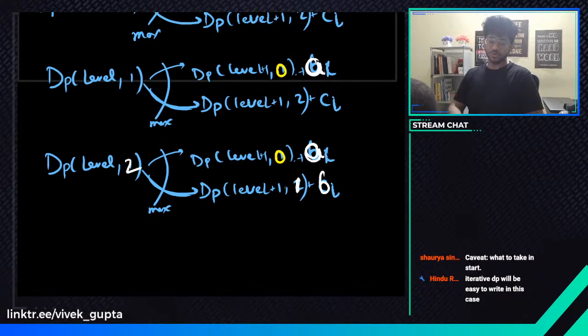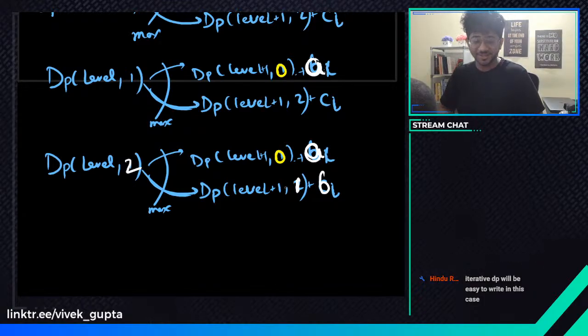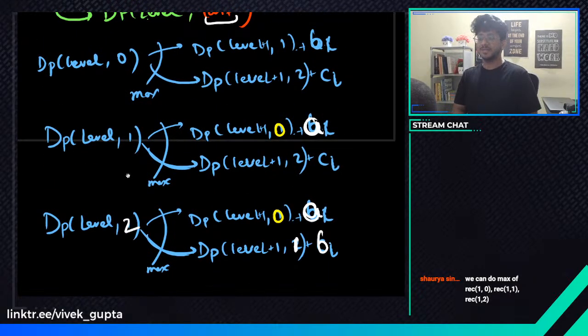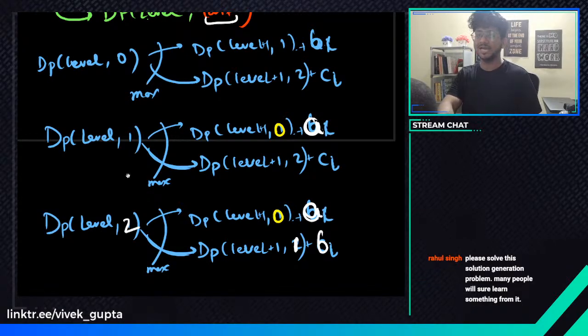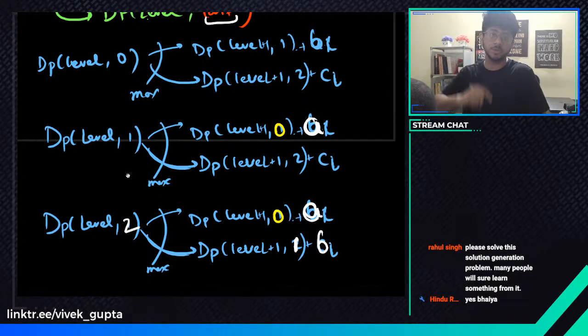Yes, that's the caveat. What to take in start? That's a very good question. And in fact, Shaurya has already answered that itself. Right, iterative will be easy to write in this case. It seems it's easy, but yeah, we can write recursive also. It's not that one is easy and the other difficult. Personally I feel recursives are generally easy on an average, provided that you don't have to do any optimization on top of it.